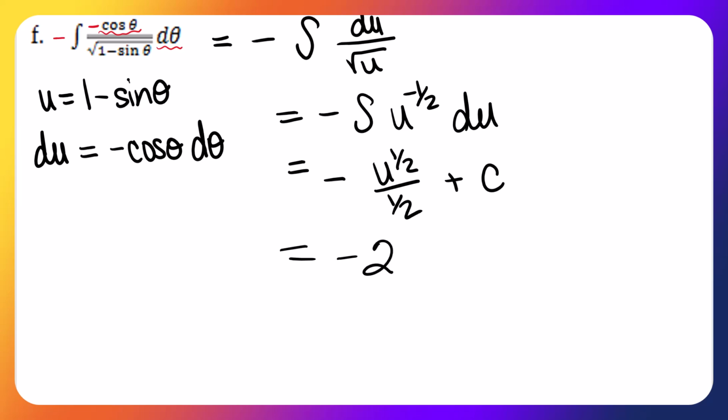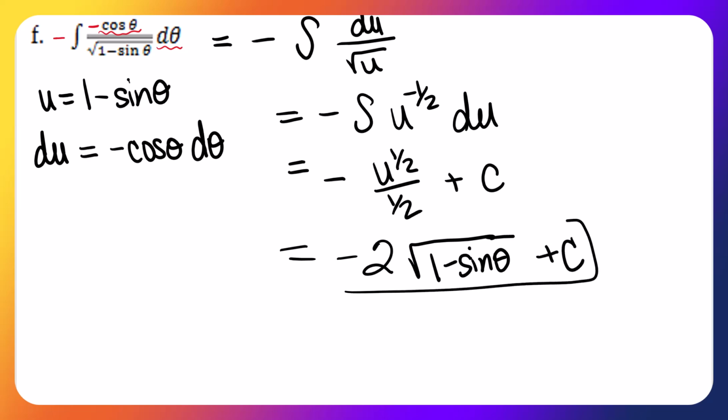multiplying by 2. And then plugging back in for our original variable, remember u is the same thing as 1 minus sine theta, so that square root of u, or u to the 1/2, would be the square root of 1 minus sine theta. And then again, we always get our plus c, or that constant of integration, at the end.